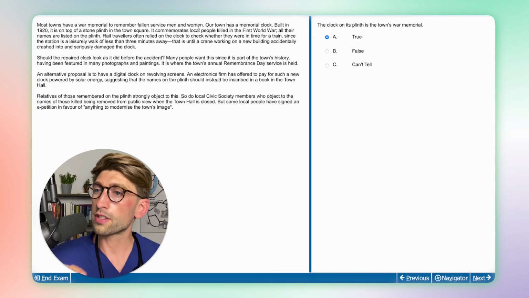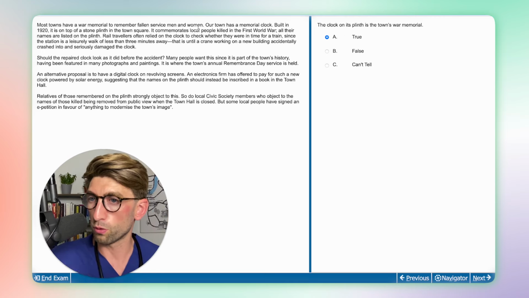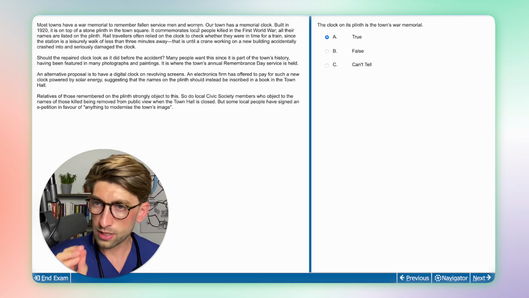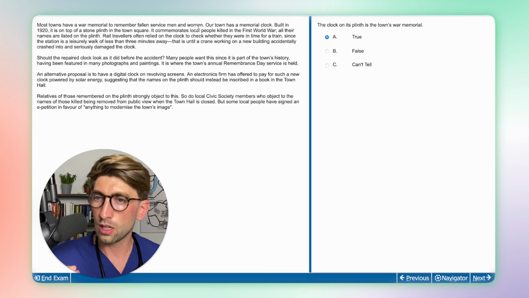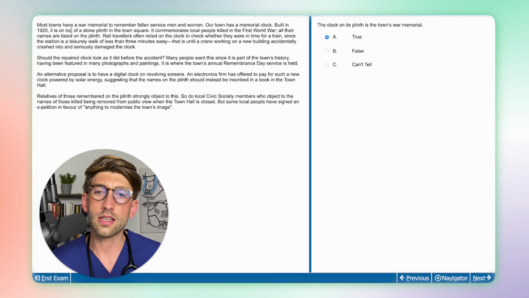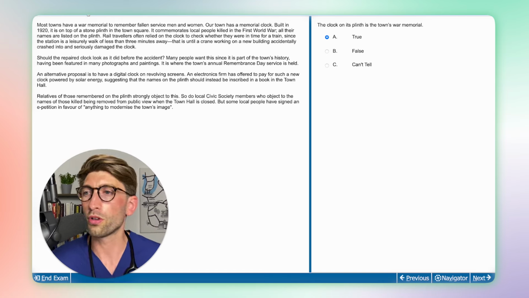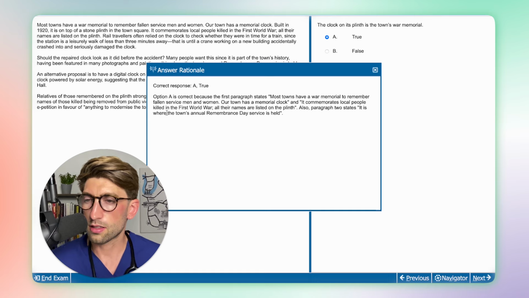So most towns have a war memorial to remember the fallen servicemen and women. So most towns do this to remember people. Ours has a memorial clock. So our town has a memorial clock. So that's saying, by my book, that makes that true. The clock on the plinth is its town memorial. Let's have a look. Correct. So yes, see what it says here.